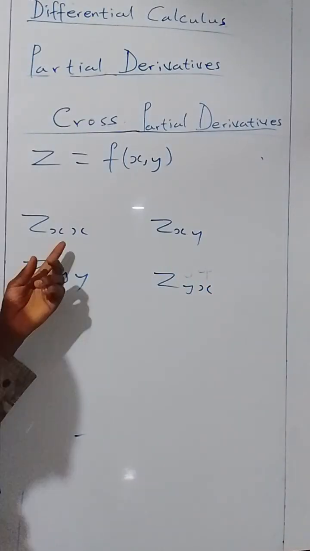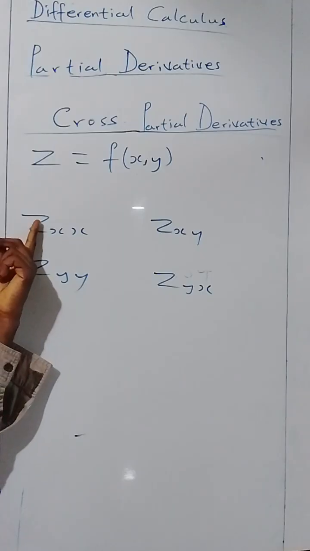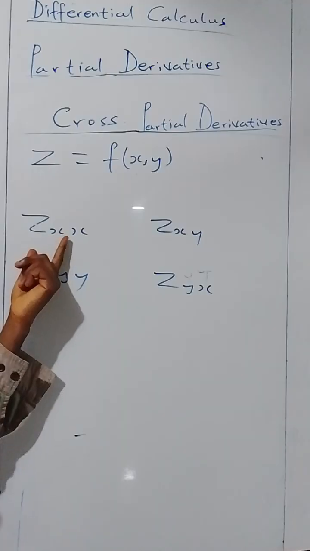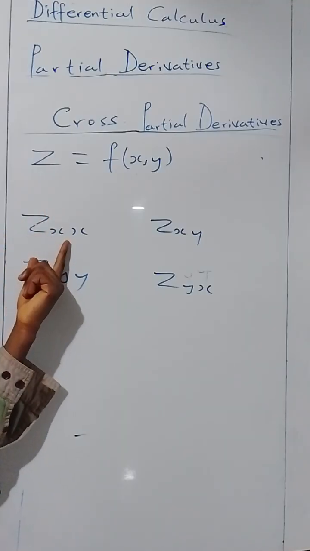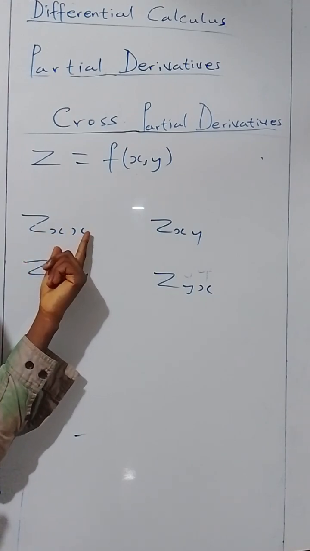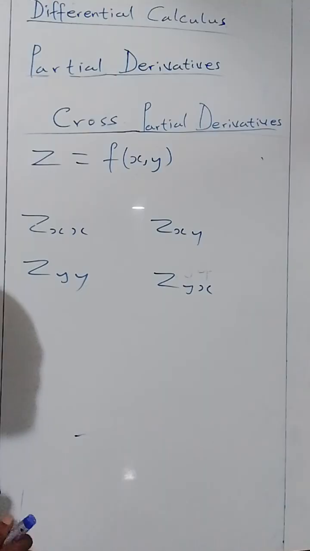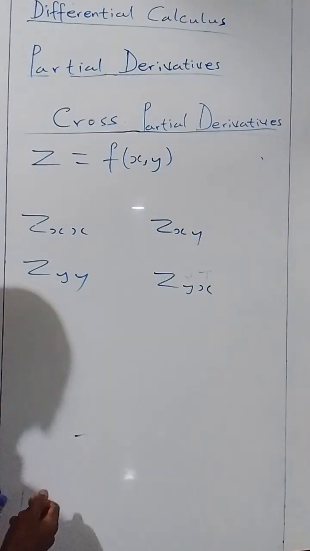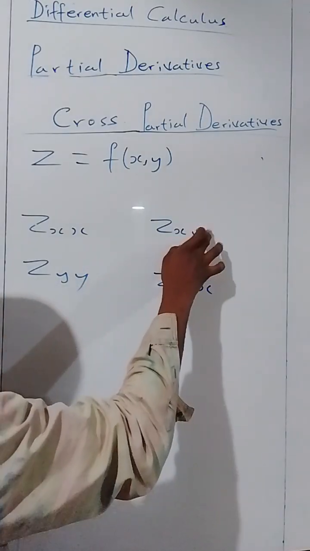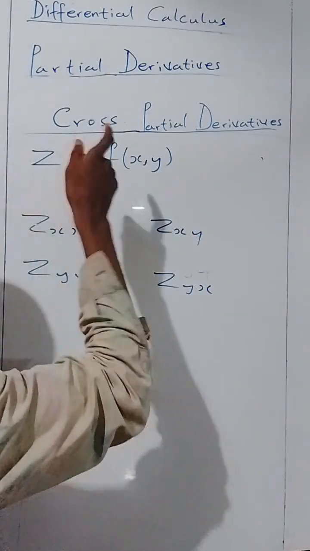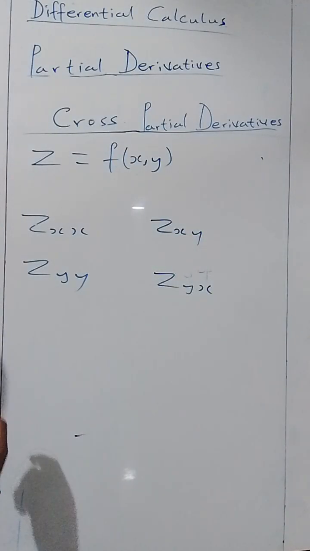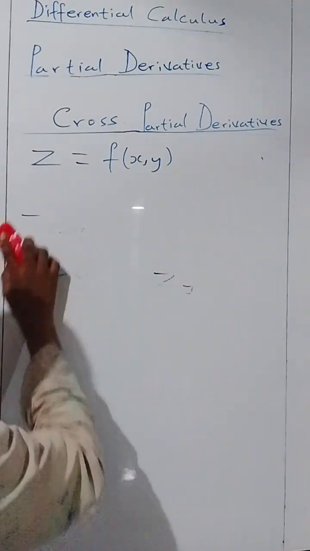In the first stage, you find the partial derivative of z with respect to x, and in the second stage you differentiate that first order partial derivative again. But in the cross partial derivative, instead of differentiating in the second stage with respect to the same variable as in the first stage, you now differentiate with respect to the other variable. Let's take a look at some examples.